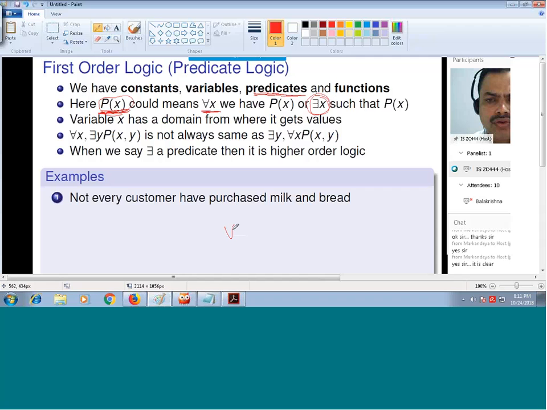So I can say that for every x, human(x), where human is a predicate that tells whether x is a human, implies mortal(x). It means he would be mortal.